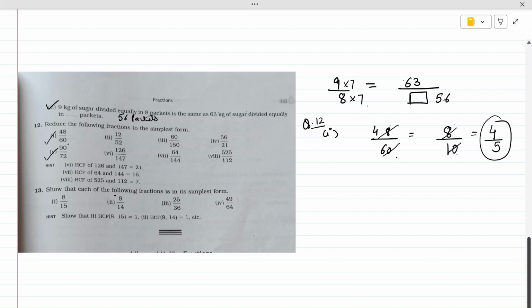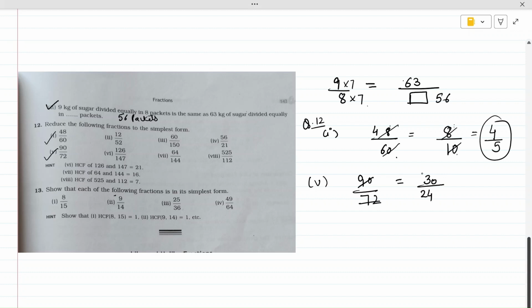Okay. Now let me pick question number 5 here. We have 90 divided by 72. Let's try to do this with 3. 3 into 30 is 90, then 3 into 24 is 72. We have 30 by 24.